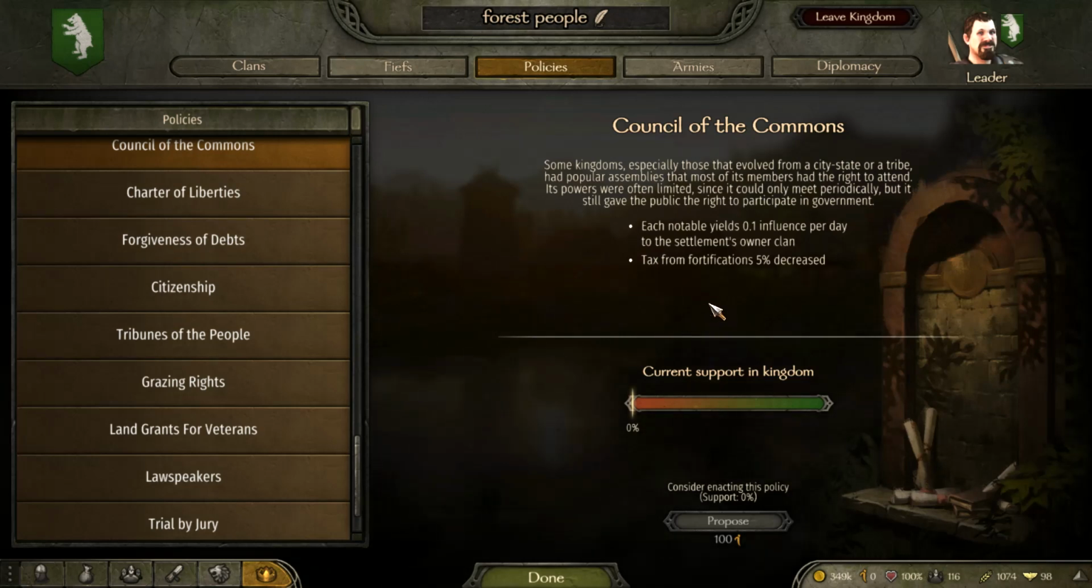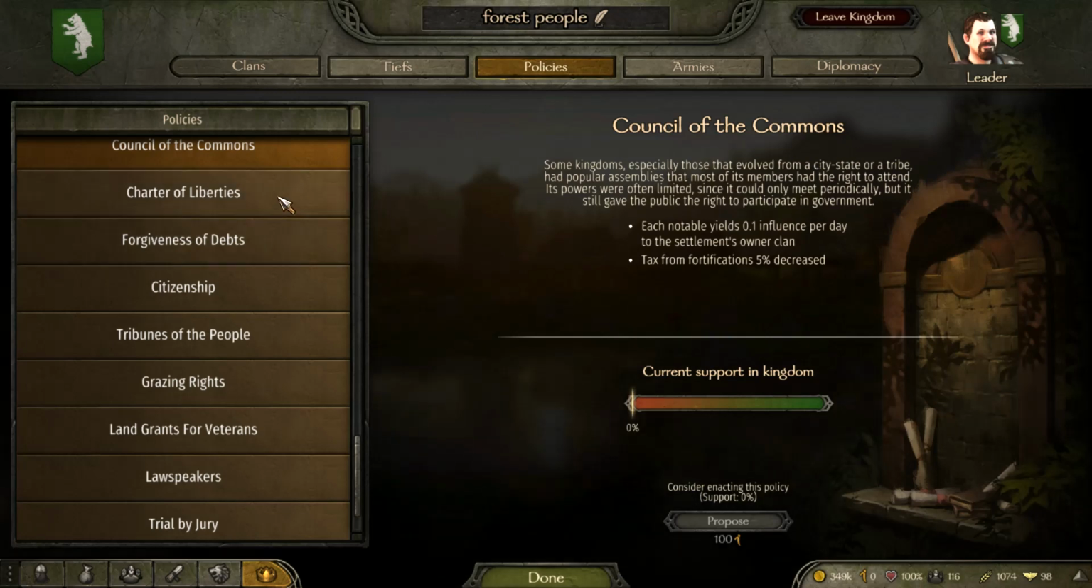But tax from fortifications, 5% decrease. So you're going to be losing 5% tax from your castles and other fortifications, like the actual fortifications itself. So that's not too bad, to be fair. Again, that's just if you need a lot of influence. And if you own a lot of places, that could be a lot of influence together.